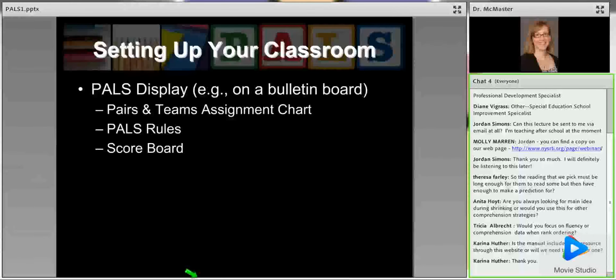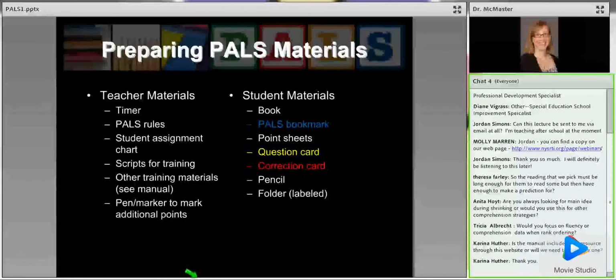Another thing, in addition to scheduling PALS, is thinking about how you'll set up your classroom. It's nice if you have the wall space to have a little display of PALS, like on a bulletin board, and that's where you could put your pairs and teams assignment chart so kids can see who their partners are. There are PALS rules, which I'll show you the next time that we have a webinar. There's a scoreboard for you to record the weekly scores of students. So it's nice to have a display that, again, kind of reinforces that PALS is important. It's something that we do as part of our routine. So having that display can be a nice touch.